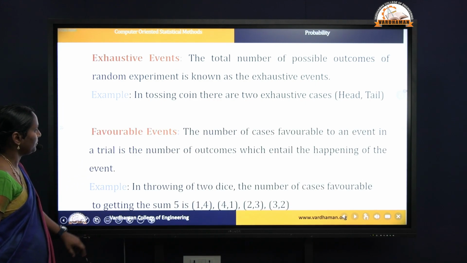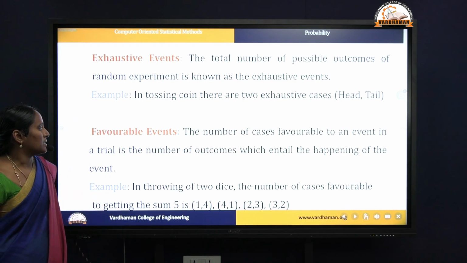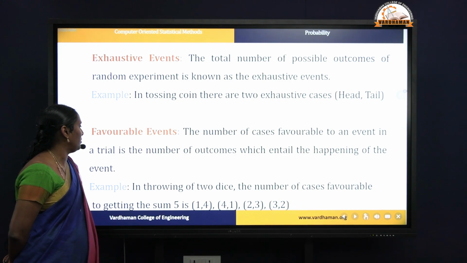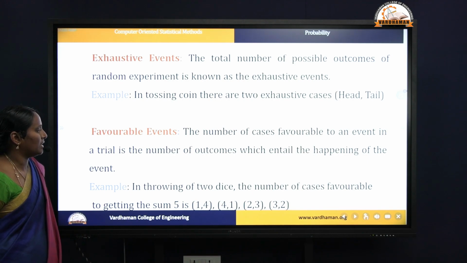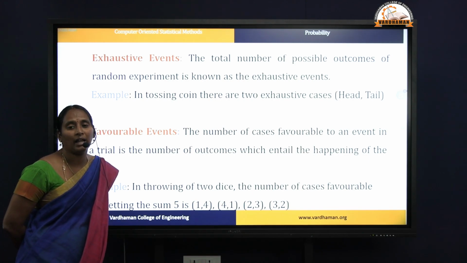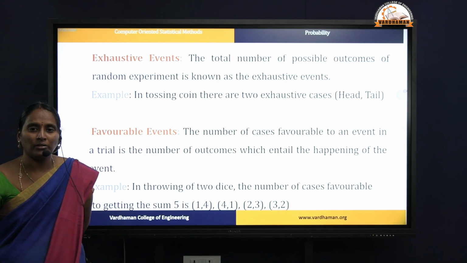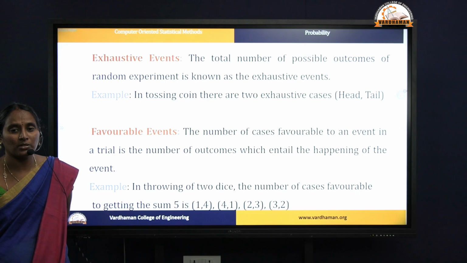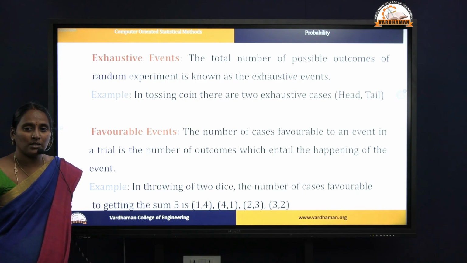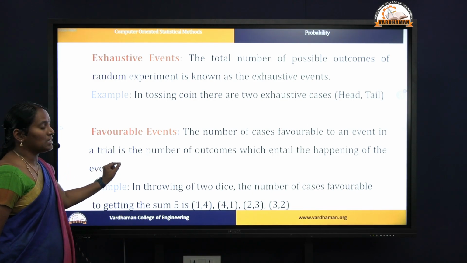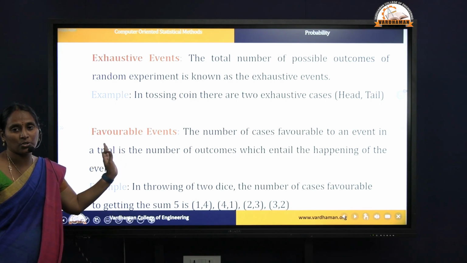Now let us see favorable events. Favorable events means the number of cases favorable to an event in a trial, which is the number of outcomes that entail the happening of the condition. So what does it mean here? We know that when you are throwing a die, we will get 6 outcomes. If you are throwing 2 dice, the total number of outcomes is 36. Now what is the given condition which is favorable to the outcome? It means the event is going to be favorable.